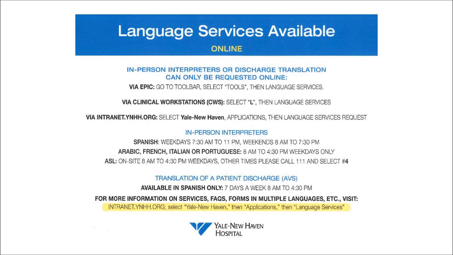So you can also request an interpreter in person. It's something that you have to set up in advance for the patient. You can go via Epic, or you can go on the internet to Yale New Haven Applications and Language Service Request. This slide tells you the times they're available. You can also call the department and get more specific information. But we would set that up in advance. We usually do that with the front desk when they set up all their appointments, and we'll let the language services know when to send the interpreters.